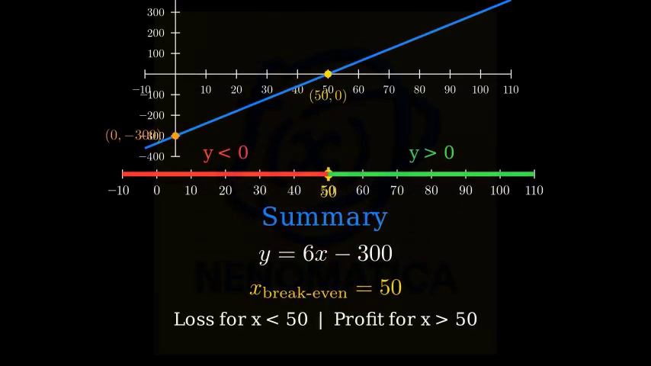Summary. The linear expression y equals 6x minus 300 is 0 at x equals 50. It is negative for x less than 50 and positive for x greater than 50. The break-even production level is 50 units, and any production above 50 yields profit.